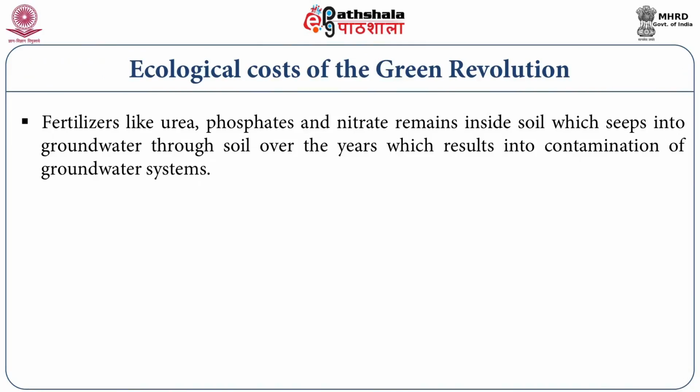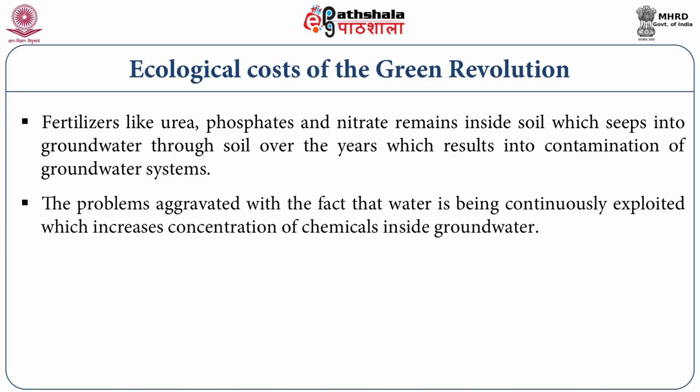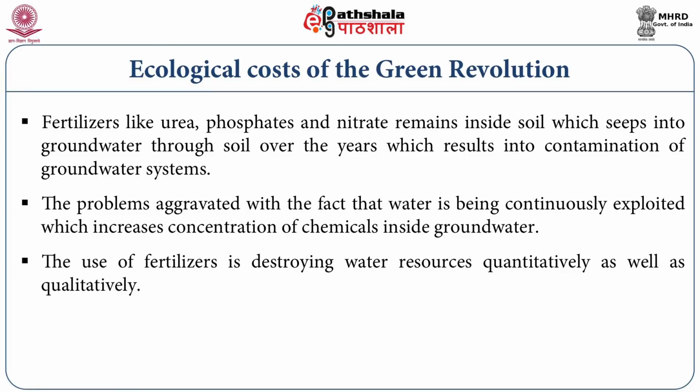Another aspect of the water system is contamination of groundwater systems due to injection of fertilizers and pesticides into soil, which remain there for many years. Fertilizers like urea, phosphates and nitrates remain inside the soil, which seeps into groundwater through soil over the years, which results in contamination of groundwater systems. The problem is aggravated by the fact that water is being continuously exploited, which increases the concentration of chemicals inside groundwater. The use of fertilizers is destroying water resources quantitatively as well as qualitatively.